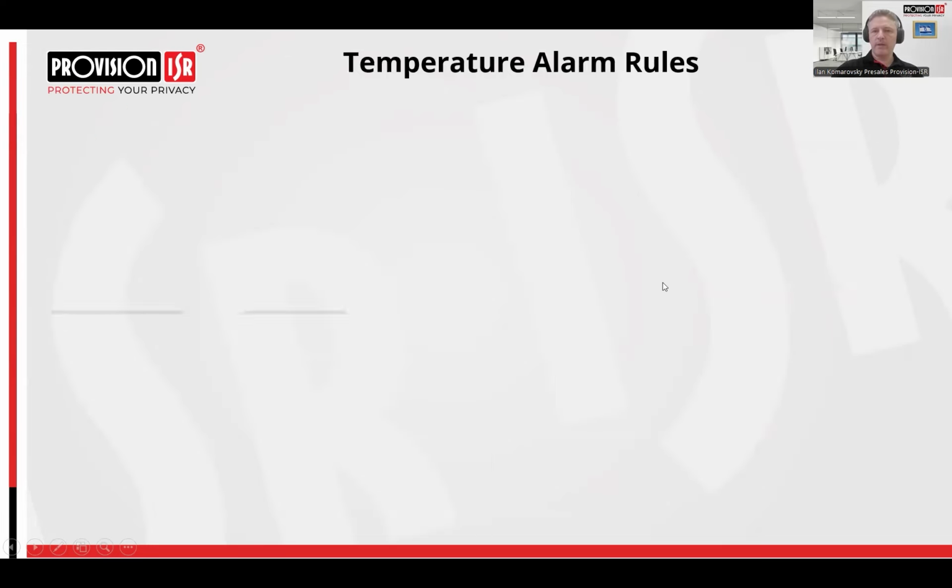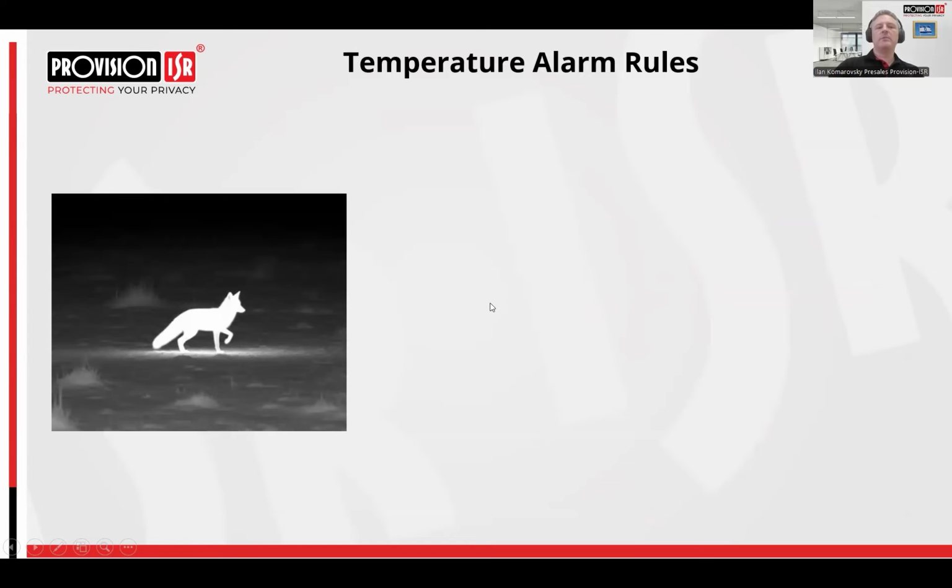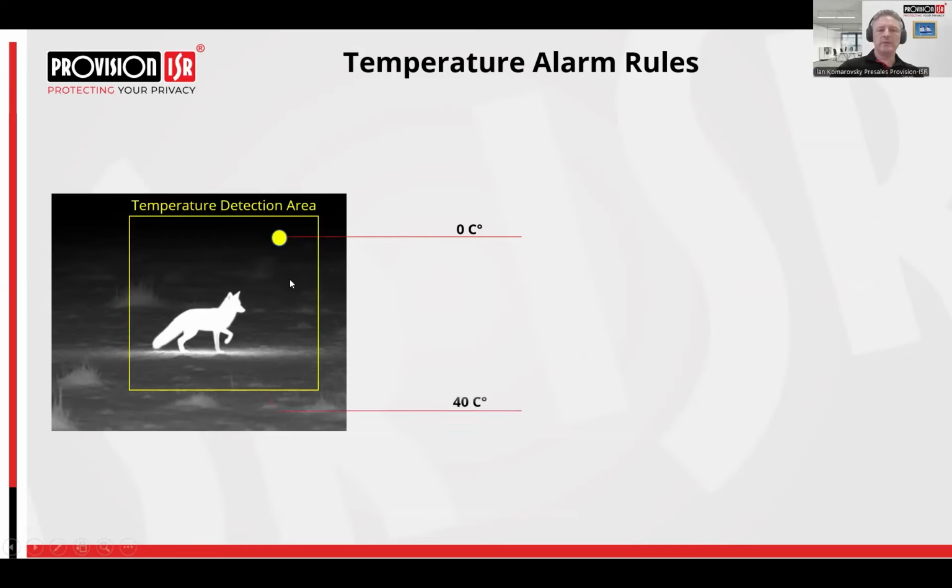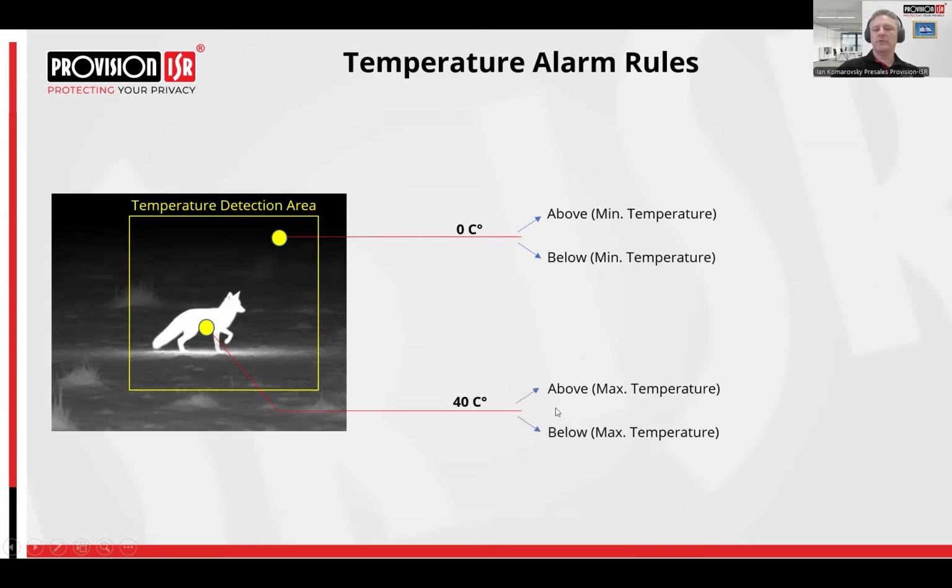Let's get into it. Let's assume we have a thermal camera looking at some kind of field and we're getting here a fox. Let's assume that we have an environment which is 0 degrees and the fox itself, let's say, is 40 degrees. The first two rules are about a minimum temperature or below minimum temperature. You can define how many degrees the deviation will be when the camera is going to raise a flag about this event. Same goes for high temperature. So if it's above a specific temperature or below a specific temperature, you have rules for all of those events.